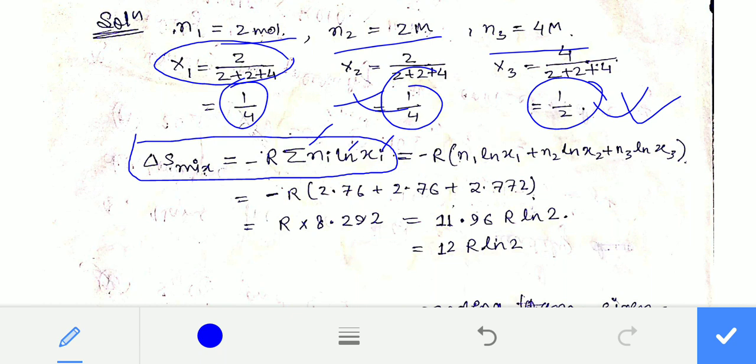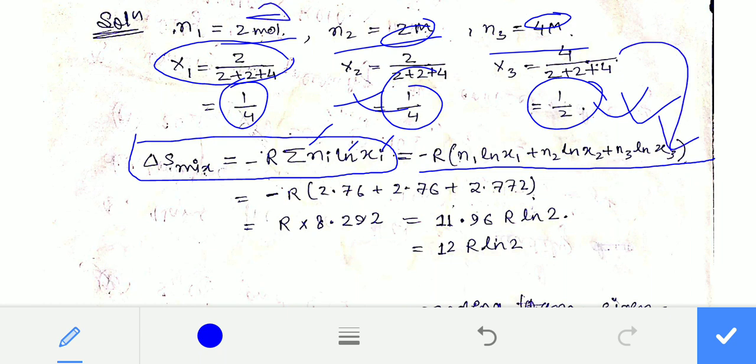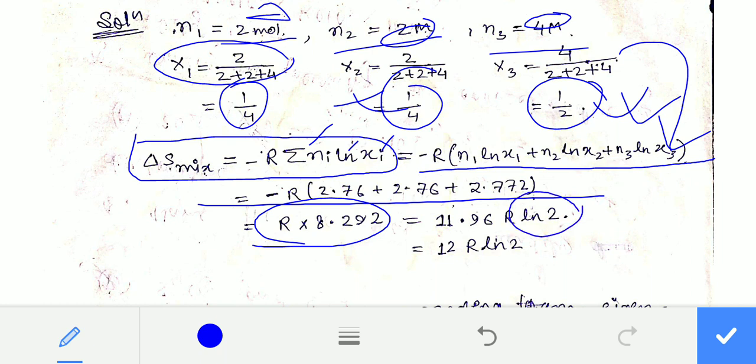Now putting these values in the equation, since it is a summation of n1 ln x1 plus n2 ln x2 plus n3 ln x3. If you put these n1, n2 and n3 values in this equation, you will get R into 8.292, right?